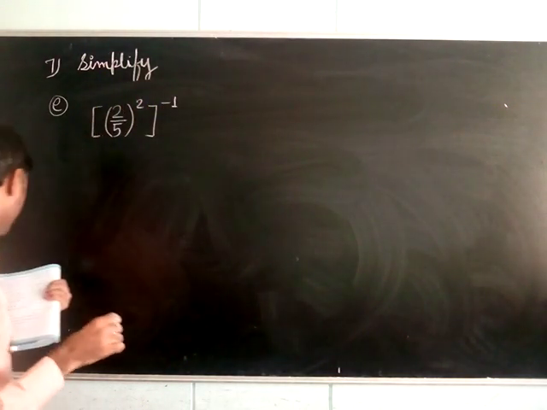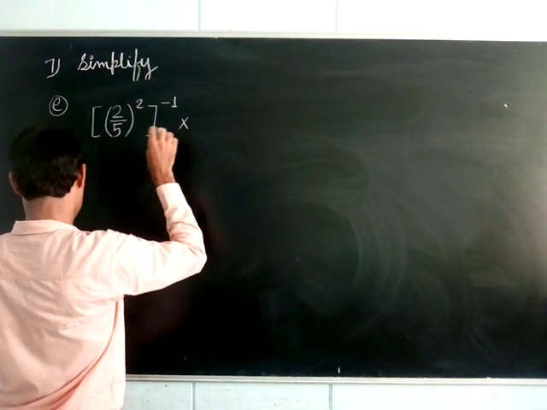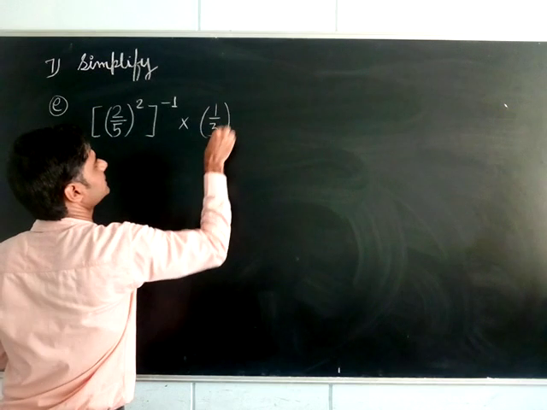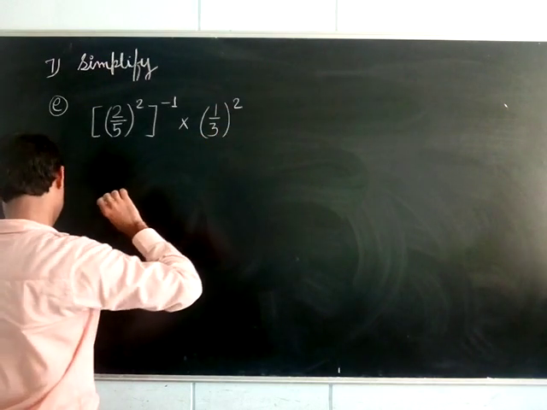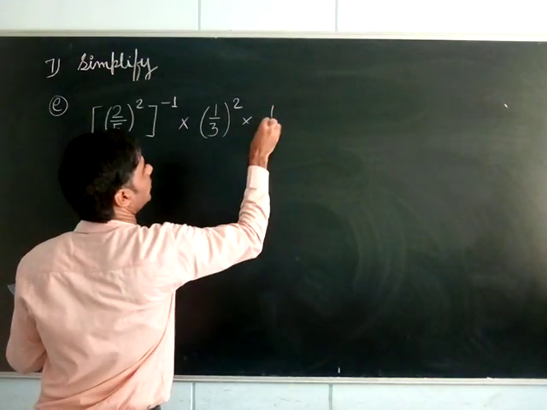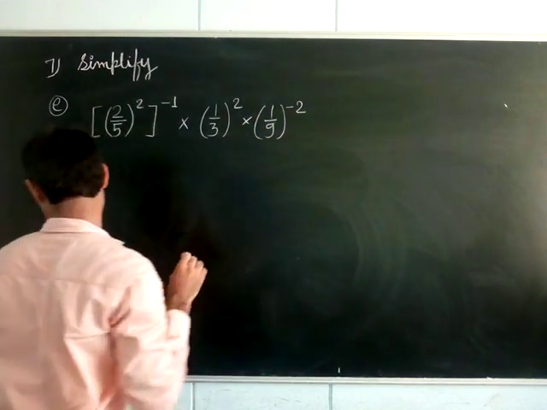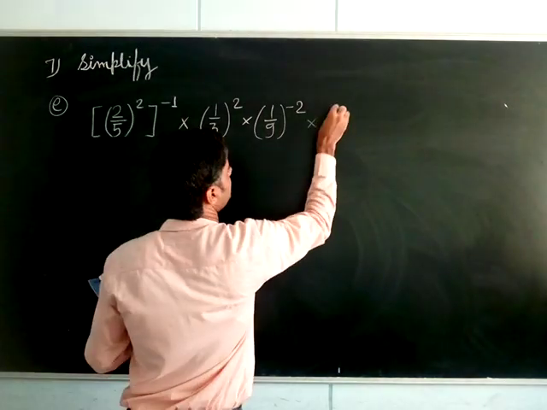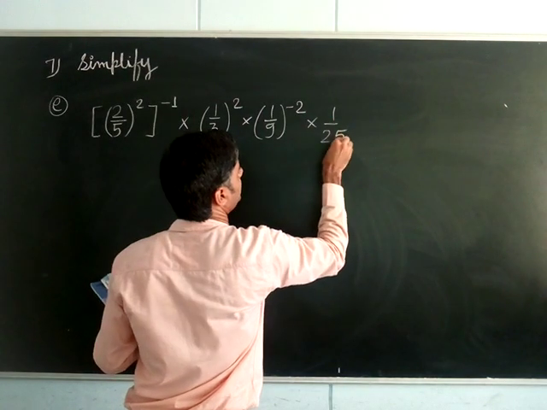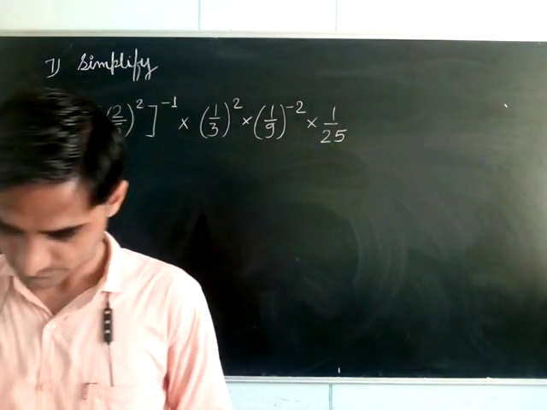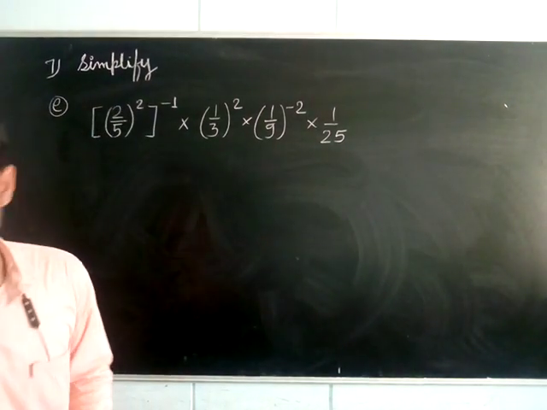Next, multiply by (1/3)^2, this is whole square. And multiply by (1/9)^-2. And then multiply by 1/25. Correct? Okay, now solve the same.